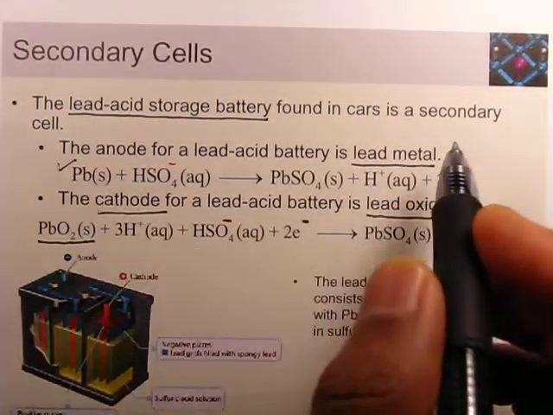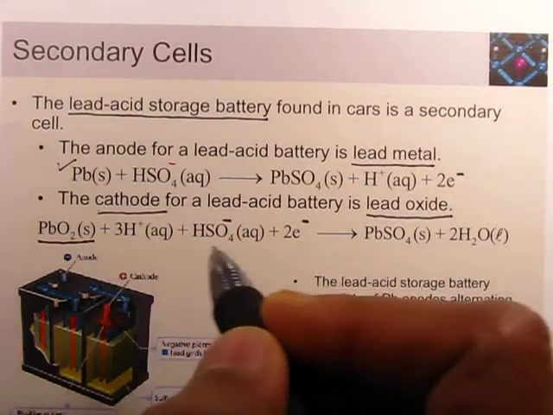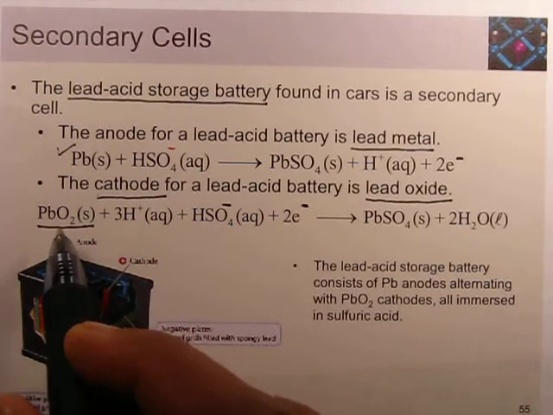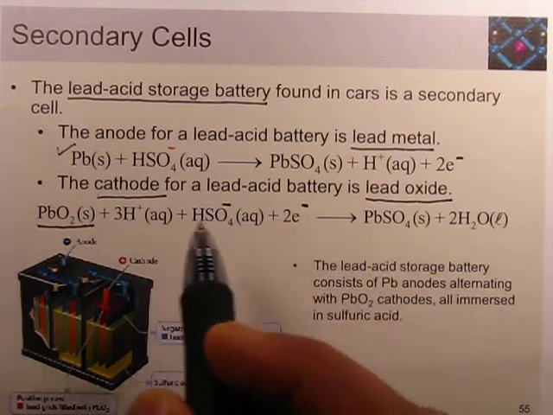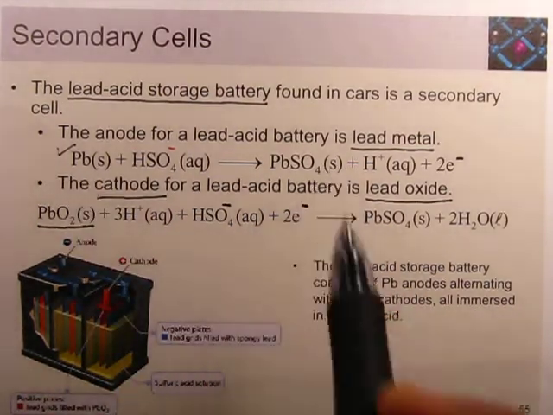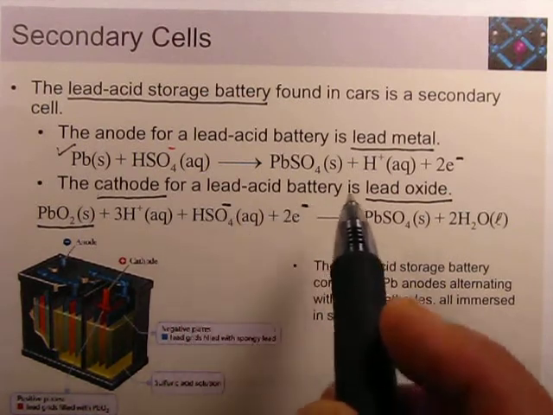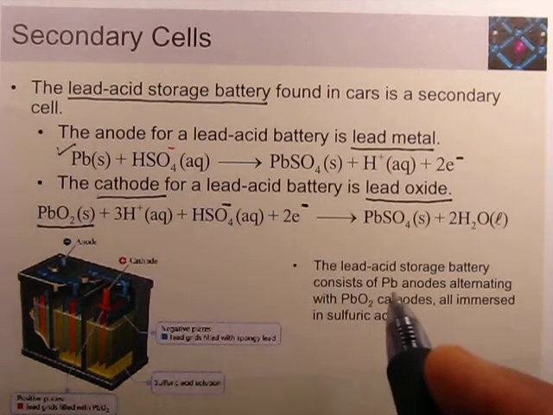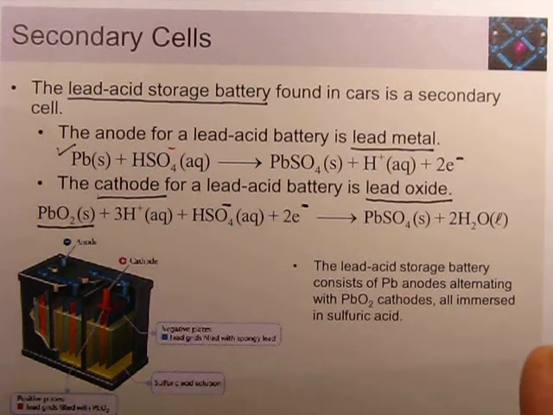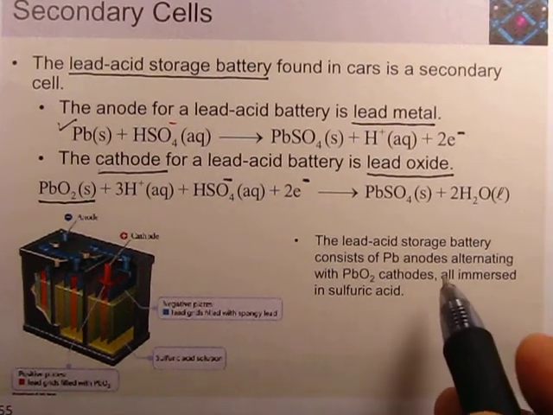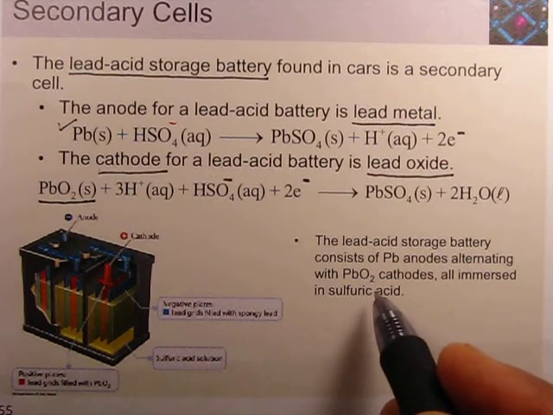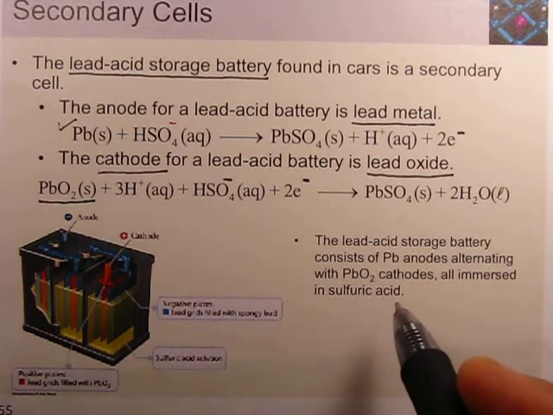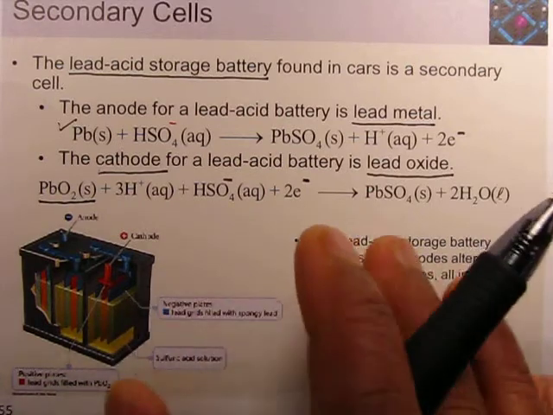So lead is the anode and lead oxide is the cathode, and this reaction happens. Lead oxide goes to lead sulfate and lead also goes to lead sulfate. So this is the oxidation, and here is the reduction reaction. The lead acid storage battery consists of a lead anode alternating with a lead oxide cathode, all immersed in sulfuric acid. So this is the car battery.